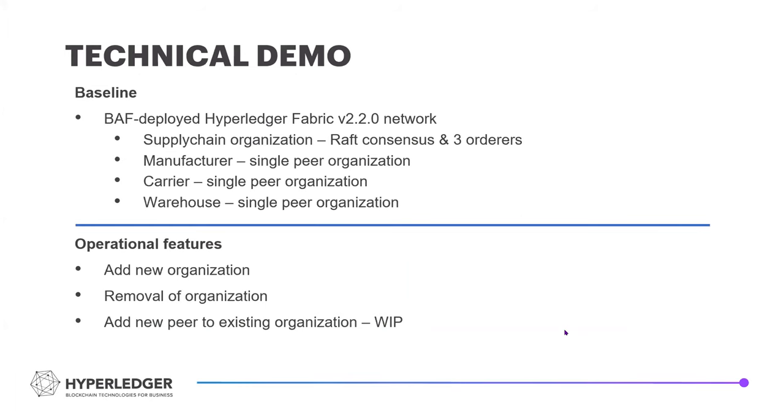As a technical demo, first we'll talk about the baseline. What we already have is a BAF-deployed Hyperledger Fabric network, with version 2.2. One important note is that this is the first time we are demoing Fabric version 2.2. By the end of the session, I'll also provide you with a link to a Fabric network deployment of the older version 1.4. But for this part of the technical demo, the baseline is an existing network deployed with Fabric version 2.2.